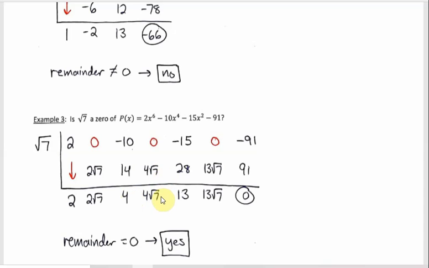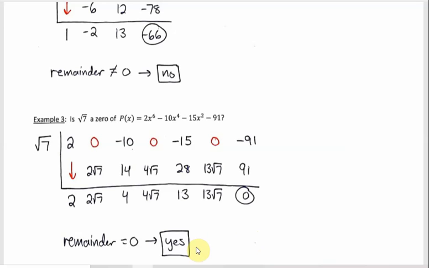But then you multiply that by radical 7. Radical 7 times radical 7 is 7. And then 7 times 4 is 28, right? You add down, you get 13. 13 radical 7, when you multiply, you add down, you get 13 radical 7. You multiply that by radical 7. That's 7 times 13, which is 91. Add down, you get 0. So this one actually does work. You get a remainder of 0. So yes, radical 7 is going to be a 0 of that polynomial.